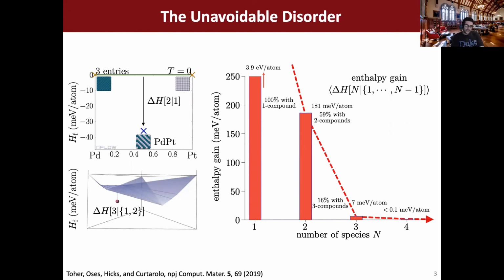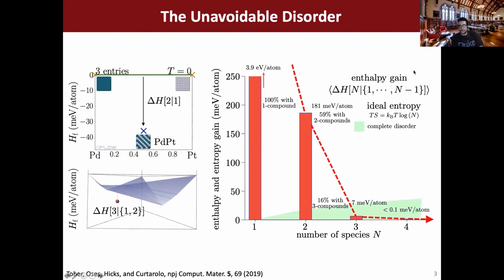Now we can compare this to the entropy, okay? And so the ideal disorder, which is modeled based on the concentration. And so we look at the concentration of the system, and for binaries, the ideal entropy is going to be maximum at a 50-50 concentration. That's where you have the most amount of ways that you can mix the system and form different configurations.